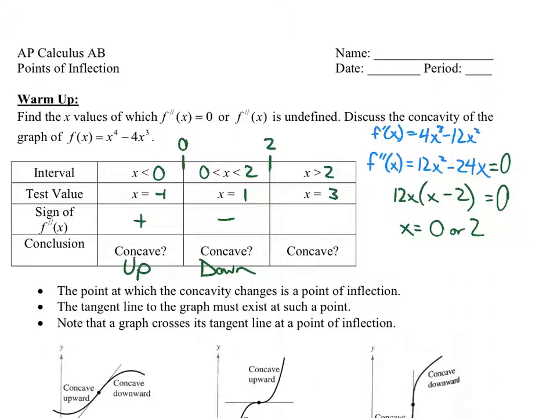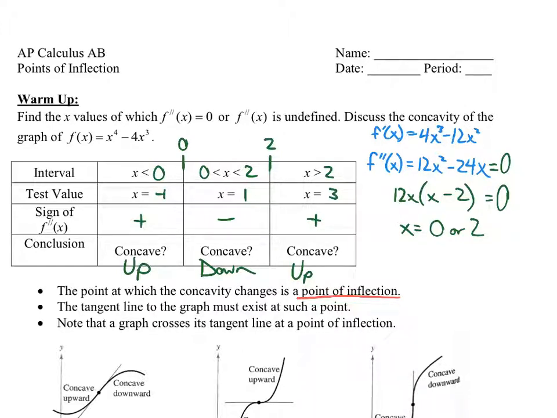Alright, so now we have x equals 3. 12 times 3 times 1 is all positive. So that's concave up again. Now, what are these points 0 and 2? Okay, we see here that the concavity changes at 0 and then it changes again at 2. The points at which the concavity changes are called points of inflection. That's a term that you should know.